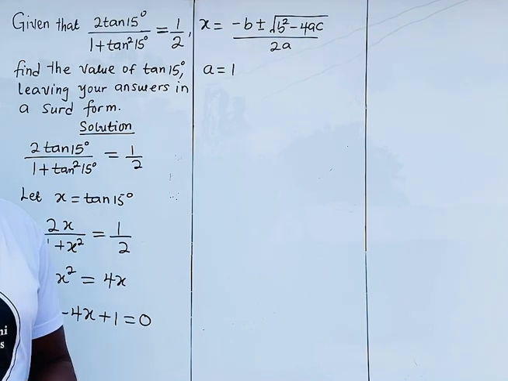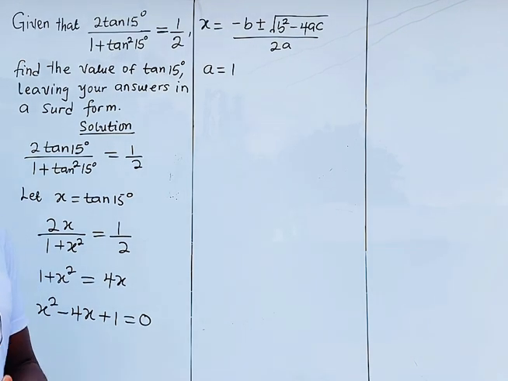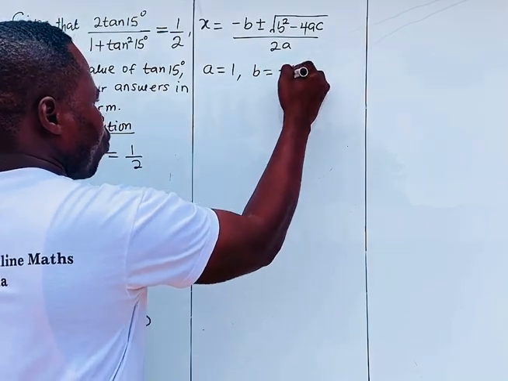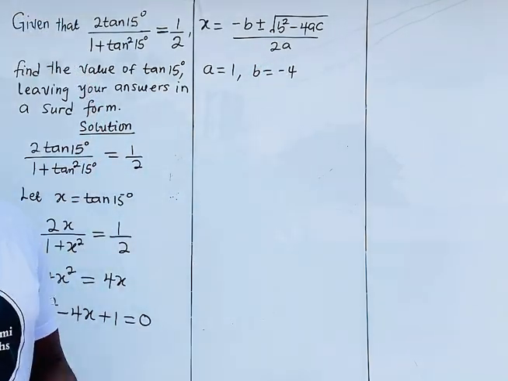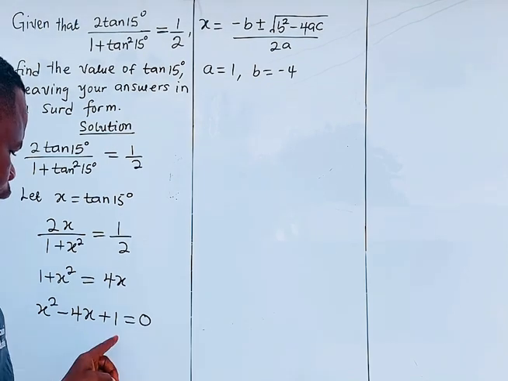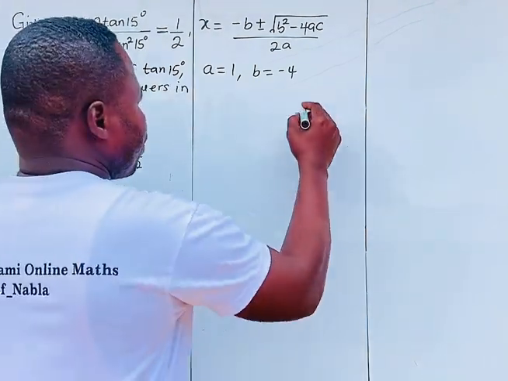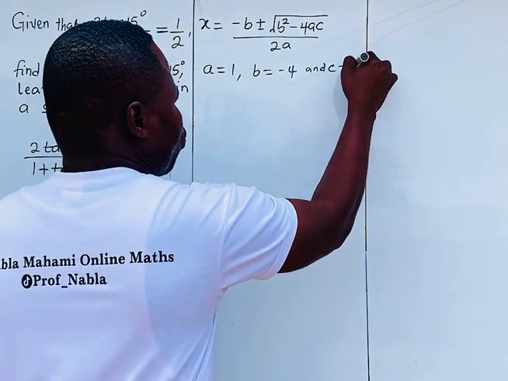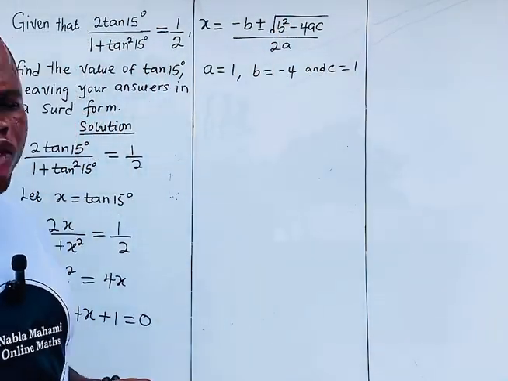b is the coefficient of x, and the coefficient of x here is minus 4. So b is equal to minus 4. And c is the constant value in the equation, and here our constant value is 1. That means that c will be equal to 1. I will now substitute them into the formula.